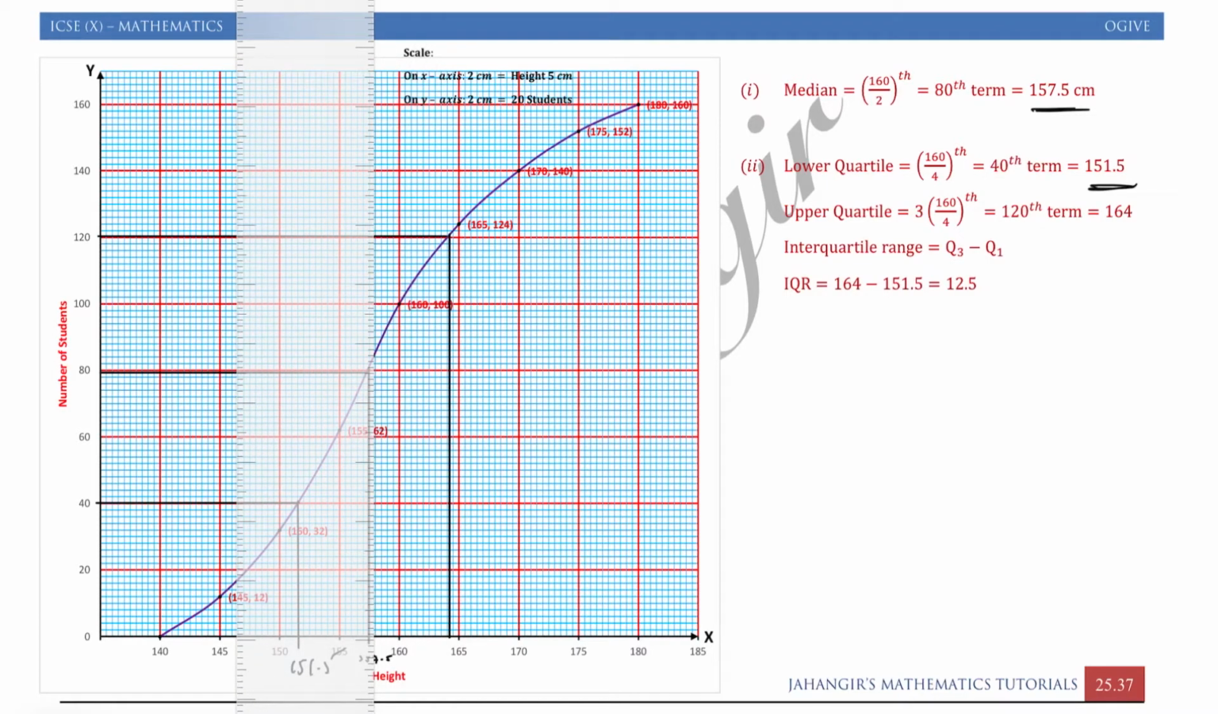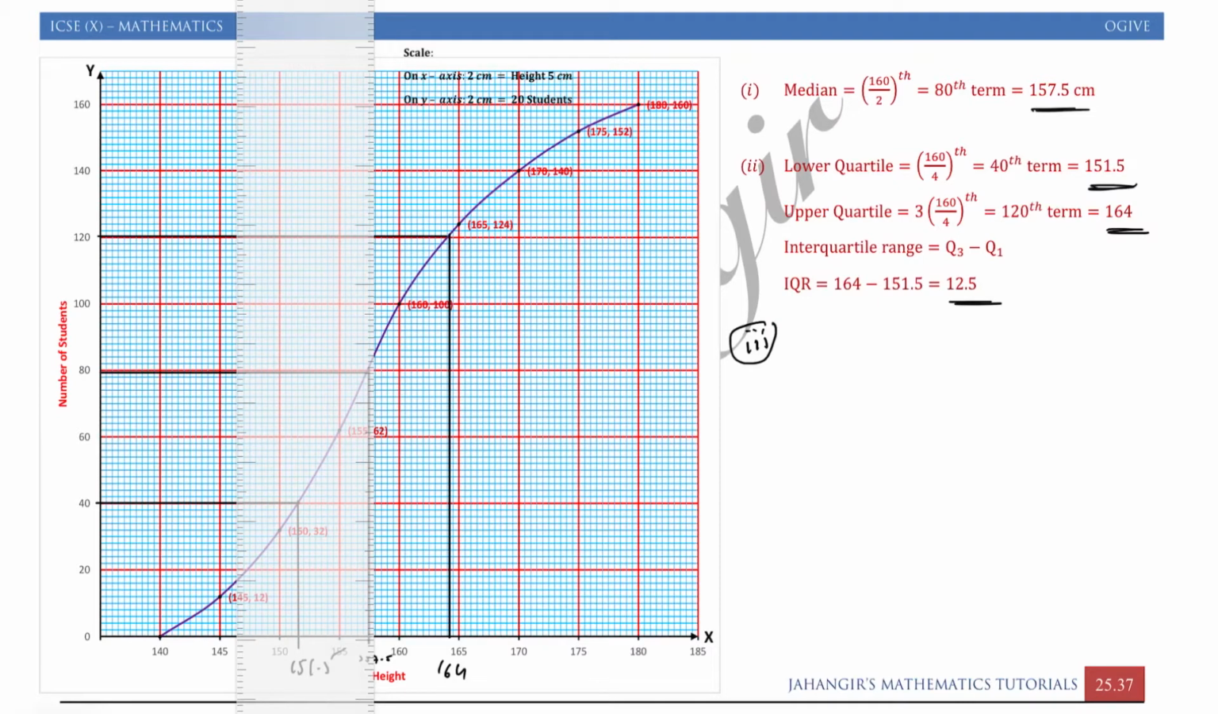So this is 164. So the interquartile range is upper quartile minus lower quartile. You will get the interquartile range. And the third question's answer is not given here. I will find it out.